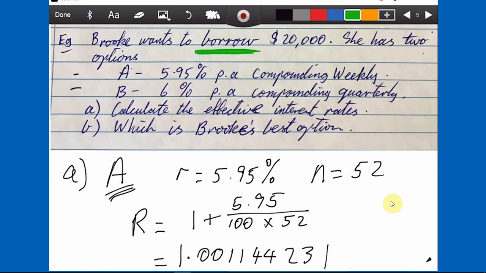All right, so Brooke's borrowing money. So when she's borrowing money, she wants to pay back as little as she possibly can. So if you want to pay back as little as you possibly can, you're going to want the lowest interest rate.